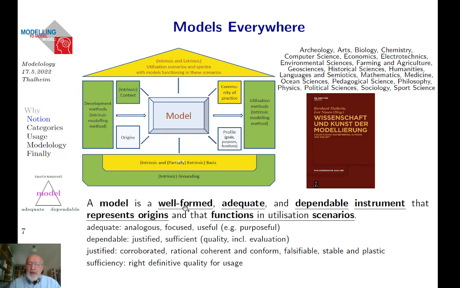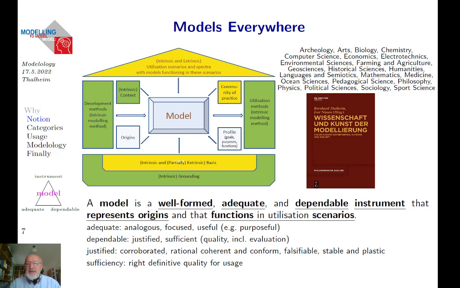And for this reason we would like to have some kind of well-formedness at least, so that we can use it easily. Adequateness means it should be analog, focused and useful. Dependable means it should be justified and sufficient. Justification means we should have really an explanation. It should be corroborated. It should also be coherent and conform. It should be verifiable or falsifiable. And of course it should be somehow stable and plastic. Sufficiency means it should have a right, definitive quality for usage.